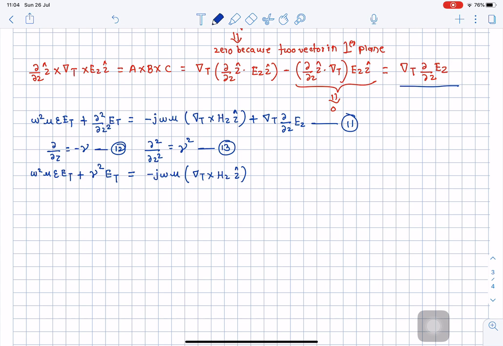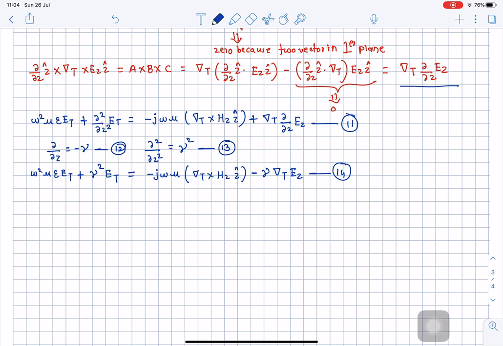Now here, ∂/∂z, sorry, del of ∂/∂z is minus gamma, so I will substitute here. I can write this as gamma del t Ez. Okay, del t Ez. Now let us call this equation number 14. So what I had done, I have substituted equation number 12 and 13 in equation number 1 and I got equation number 14.